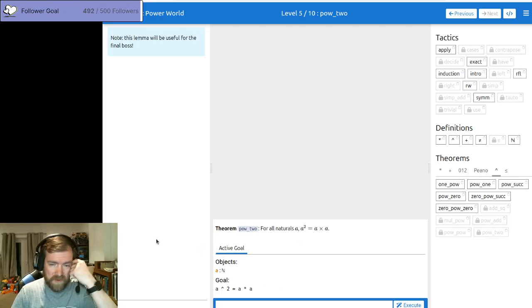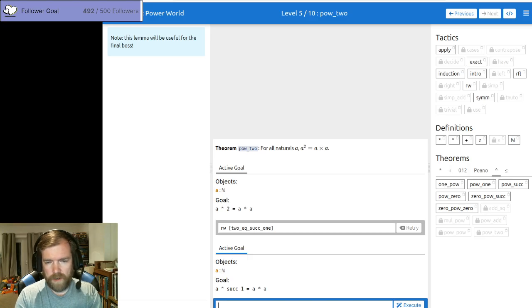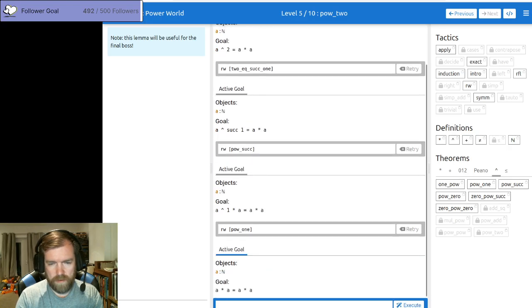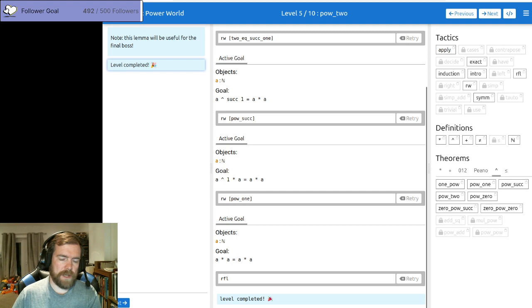Okay, pow_two. So for all natural numbers, a squared is equal to a times a. 2 is a successor, so rewrite 2 equals successor 1. And now rewrite power successor. Rewrite pow_one, and then reflexive. a times a equals a times a.